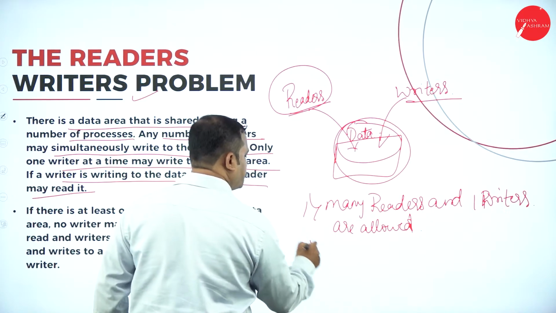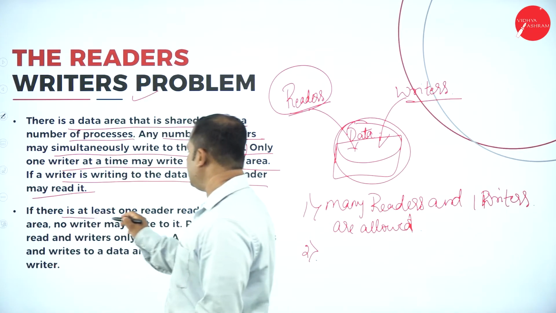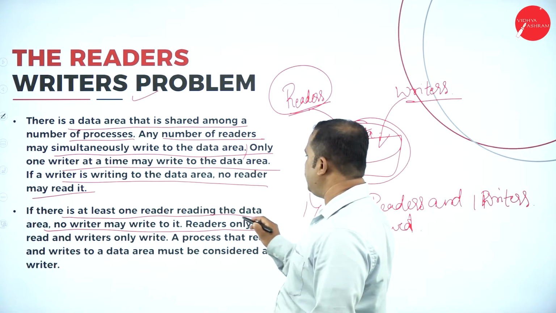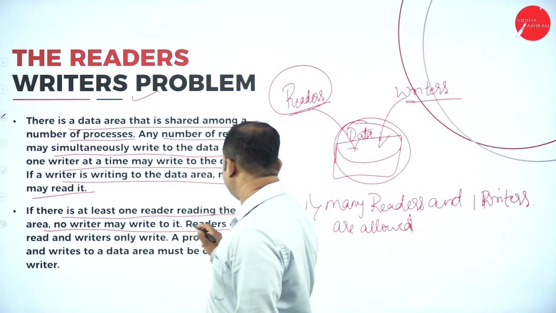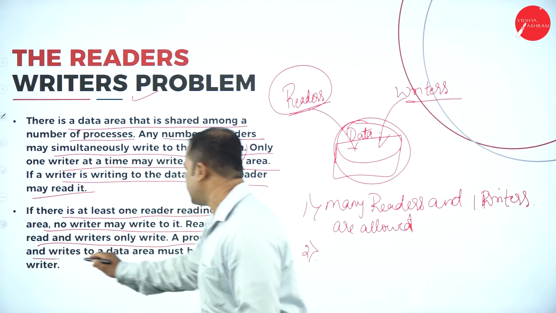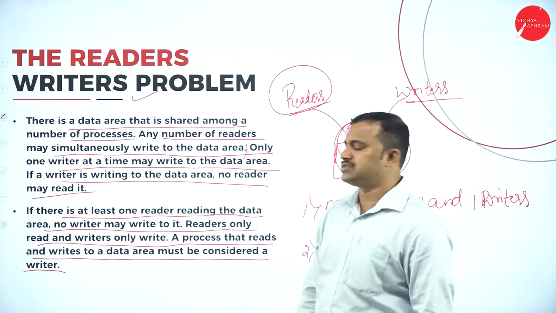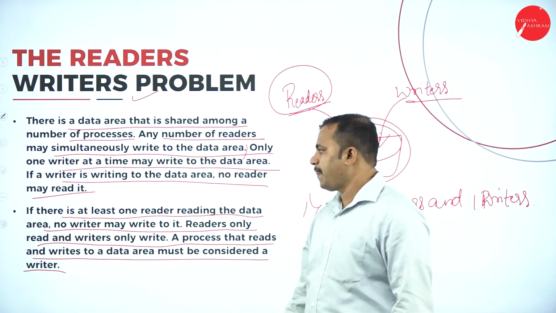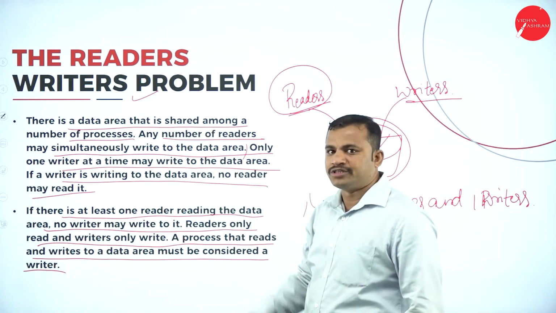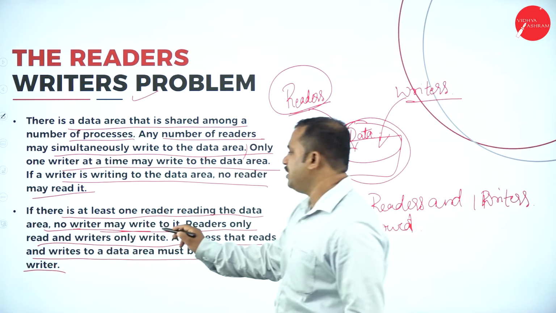Which is the next option? The next option is this. If there is at least one reader reading the data, no writer may write to it. That means readers only read and writers only write. A process that reads and writes to the data must be considered as a writer. If that is the case, we have an option like this: at least one reader, there may be a possibility of more than one reader, and no writer may write to it.